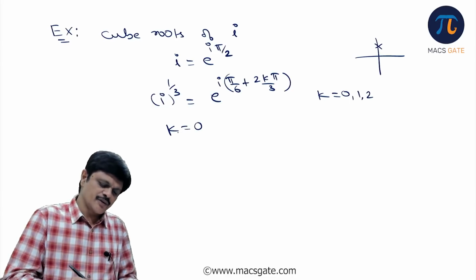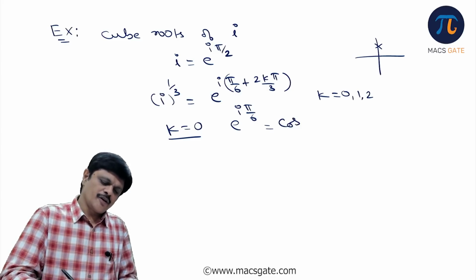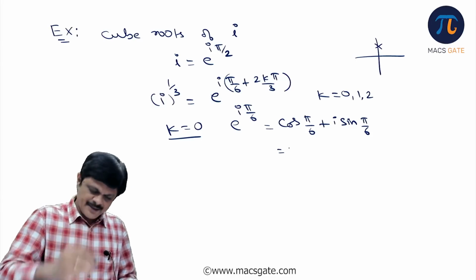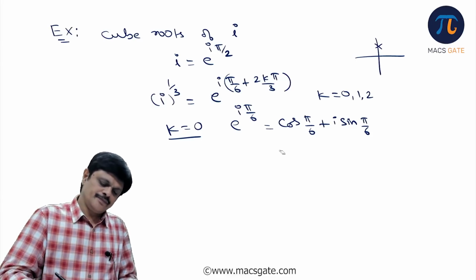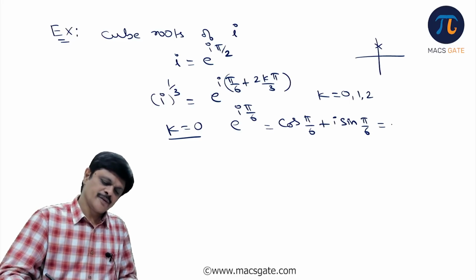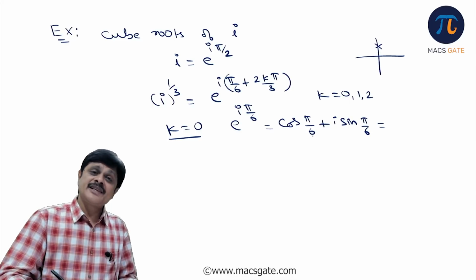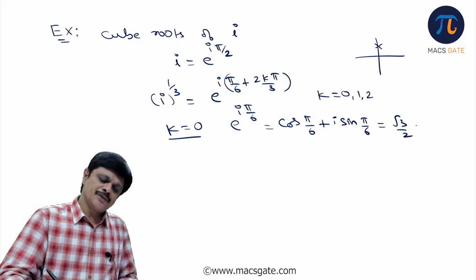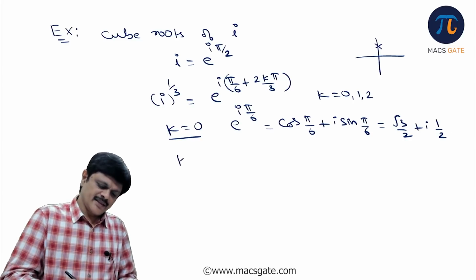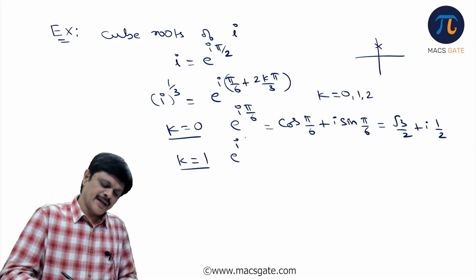When you put k equal to 0, what happens? It is e^(iπ/6), that is cos π/6 plus i sin π/6. Cos π/6 means what? Right here, so that we can save time and space. π/6 means 30 degrees. Cos 30 is root 3 by 2 plus i sin 30, which is 1 by 2. Now when you put k equal to 1, it is e^(i(π/6 + 2π/3)).